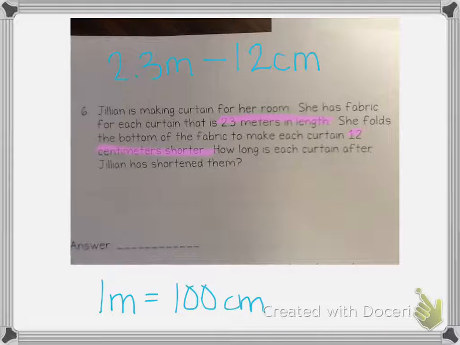We can switch 2 3/10 of a meter to centimeters by multiplying by 100, which means move the decimal point 2 spots. So now we have 230 centimeters minus 12 centimeters. 0 minus 2 we can't do, so we borrow. 10 minus 2 is 8. 2 minus 1 is 1. 2 minus 0 is 2. So our answer is they would be 218 centimeters.